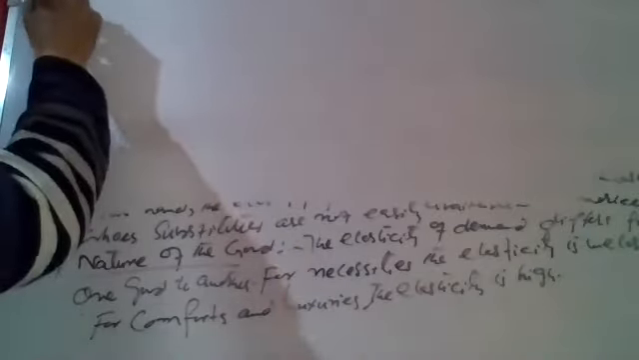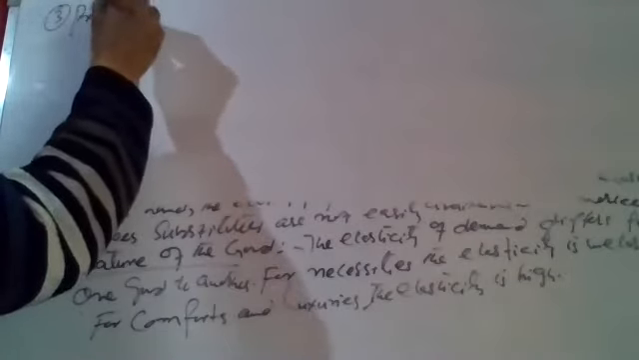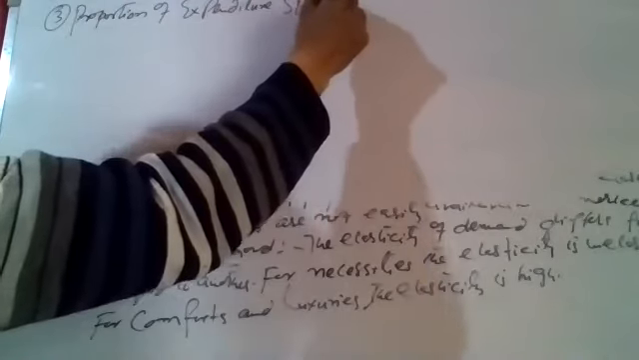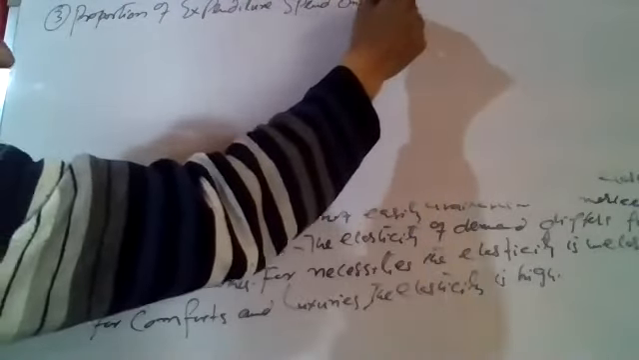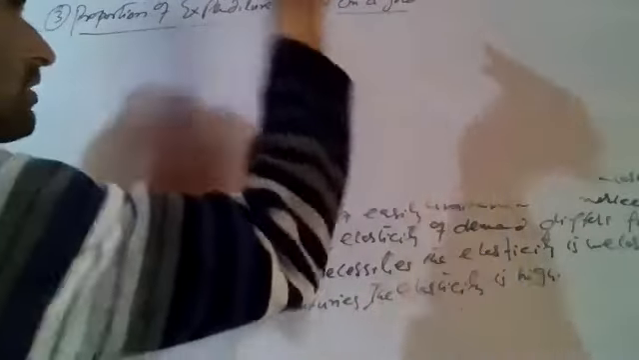थर्ड फैक्टर है proportion of expenditure spent on a good. Third one is proportion of expenditure spent on a good.